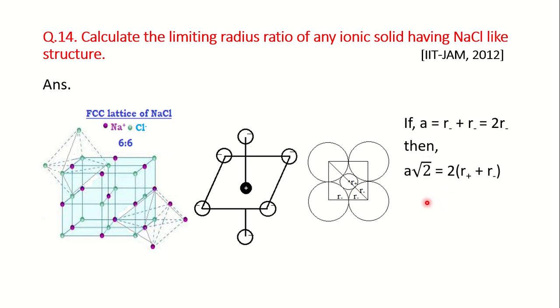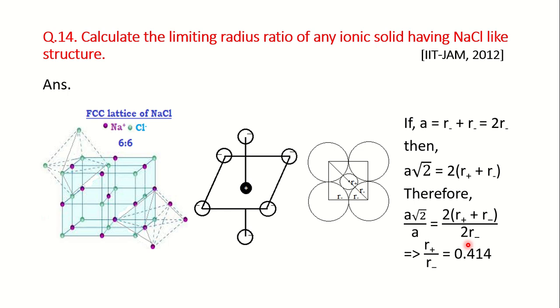Then a root 2, from here to here, that is the diagonal a root 2, is R positive plus R negative, repeated. That means 2 into R positive plus R negative. Therefore, the diagonal by edge length ratio, that is a root 2 by a. Just put the values here: this one in place of a root 2 and this one in place of a. We get this ratio of R plus by R minus, and just solve this. a and a would be cancelled.